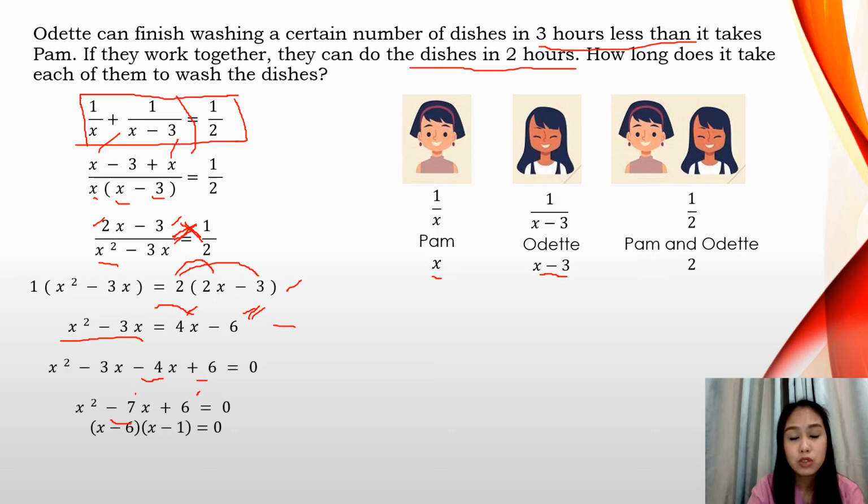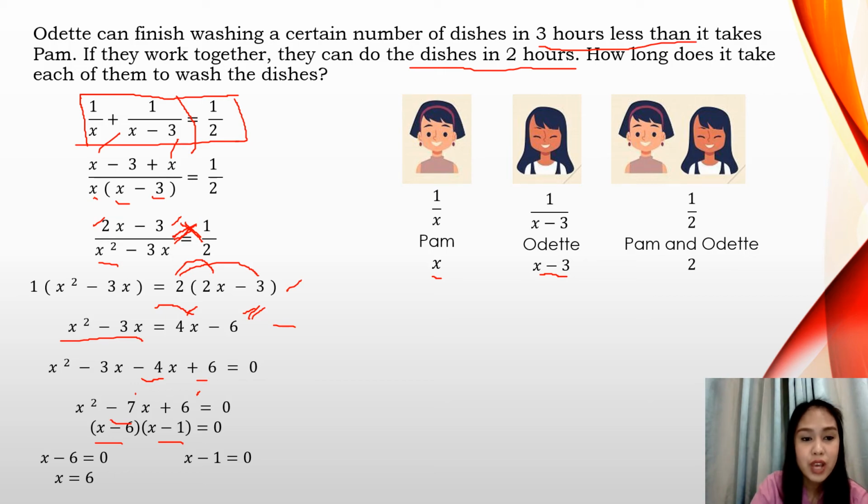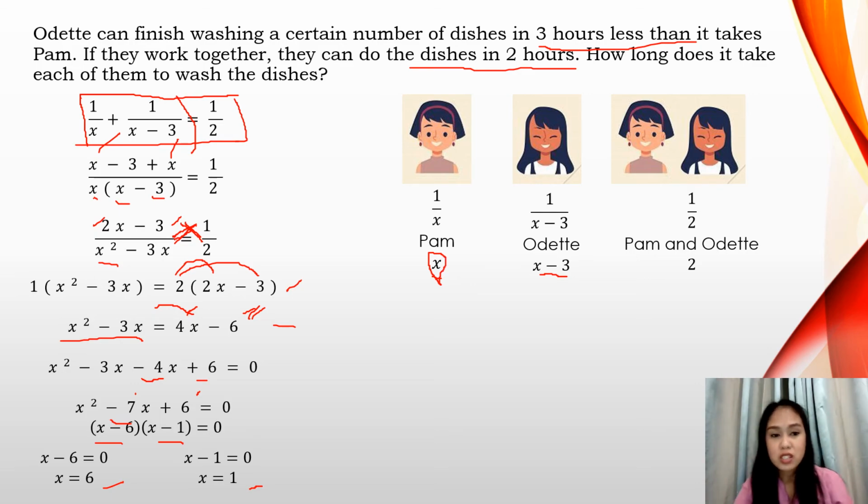Since we did factoring, we are going to apply zero property of equality. So that would be x minus 6 equal to 0 for the first factor, and x minus 1 equal to 0 for the second factor. So therefore, we'll have an x value of positive 6 and an x value of positive 1. So how are we going to use these values of x? Since we know that Pam can finish cleaning the dishes in x number of hours, we are going to use the values of x here.